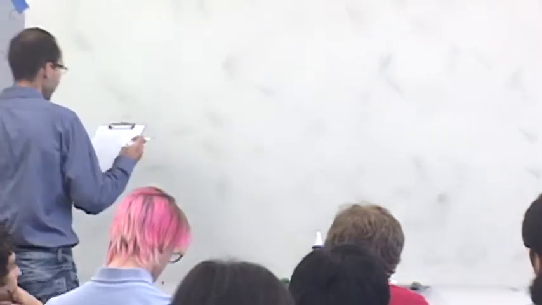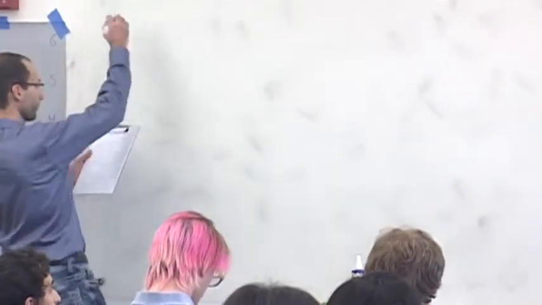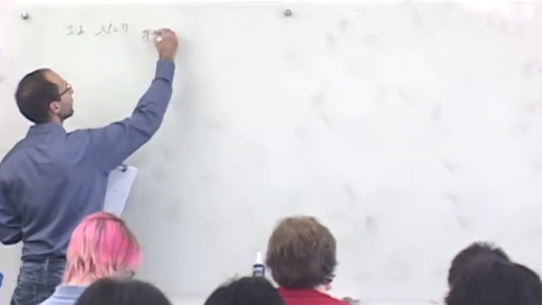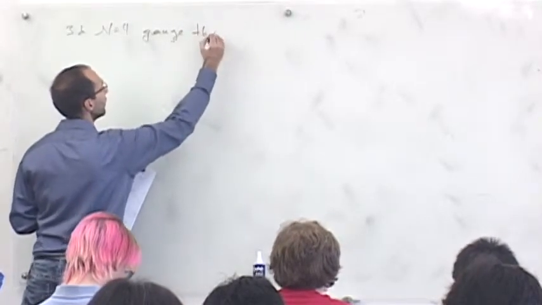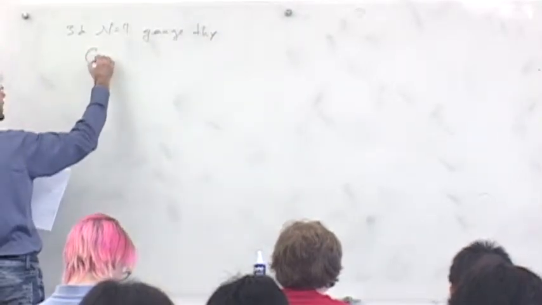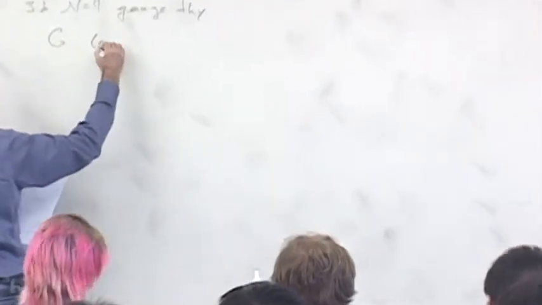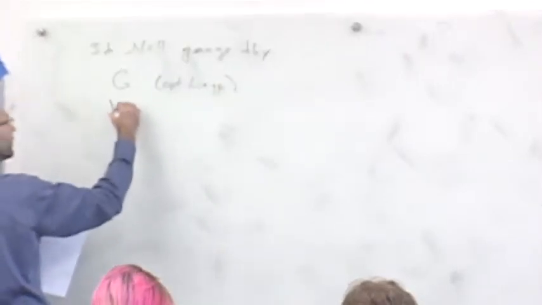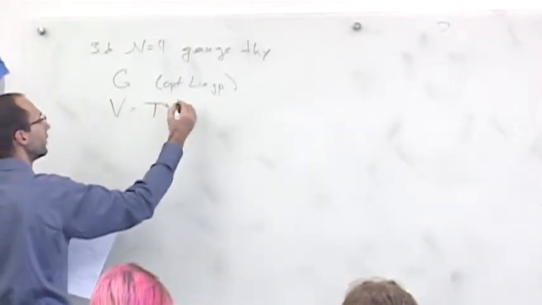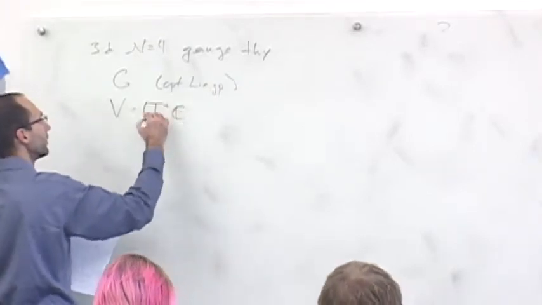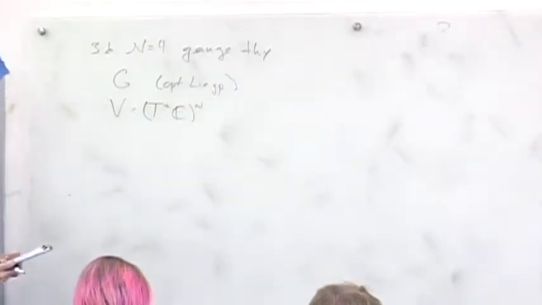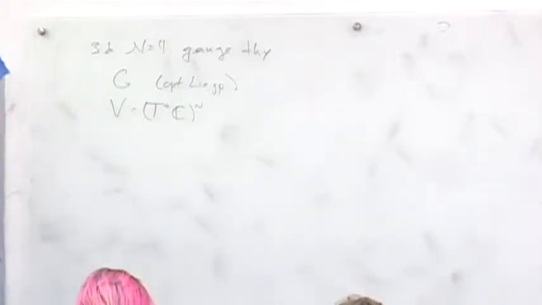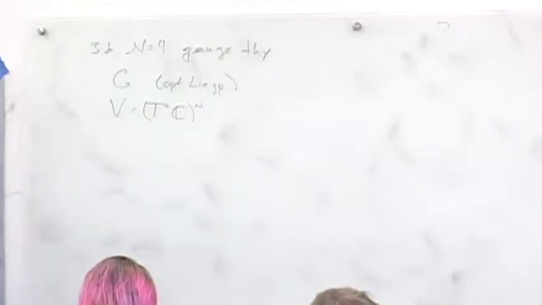So let me recall, a 3D N=4 gauge theory is defined by a gauge group G, some compact Lie group, and a representation on T*C^n, for some integer n, that preserves the hyperkähler structure of T*C^n.